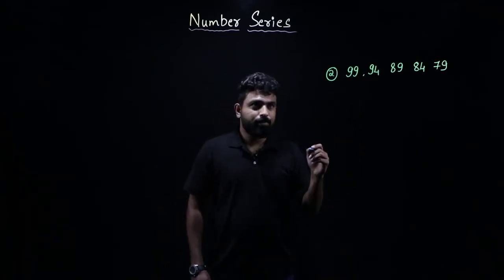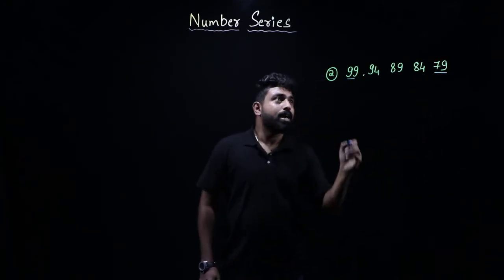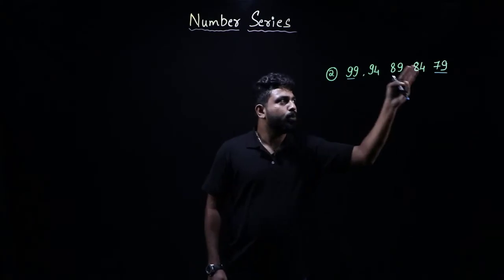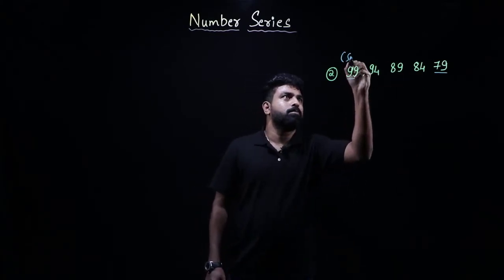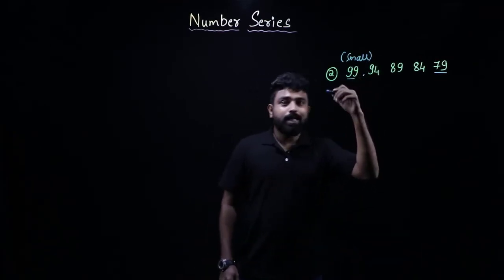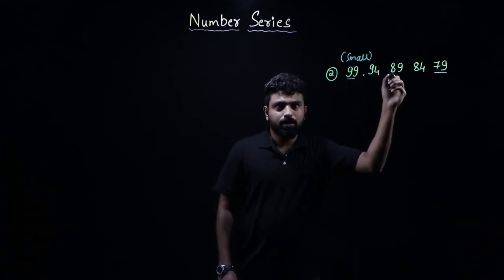So what's the first term here? 99. What's the last term here? 79. Compare 99 and 79. Take the difference. The difference here would be 20. And the difference is not very big. So let me write down for the initial problems. So next step, what would you do? You will compare the first term and third term and so on.